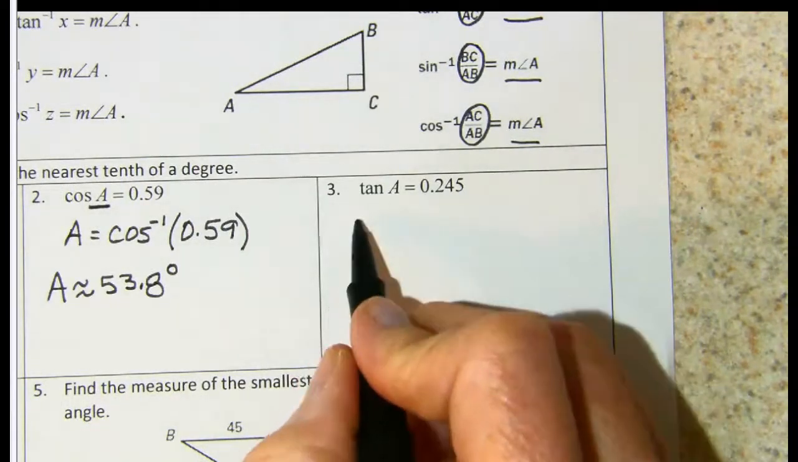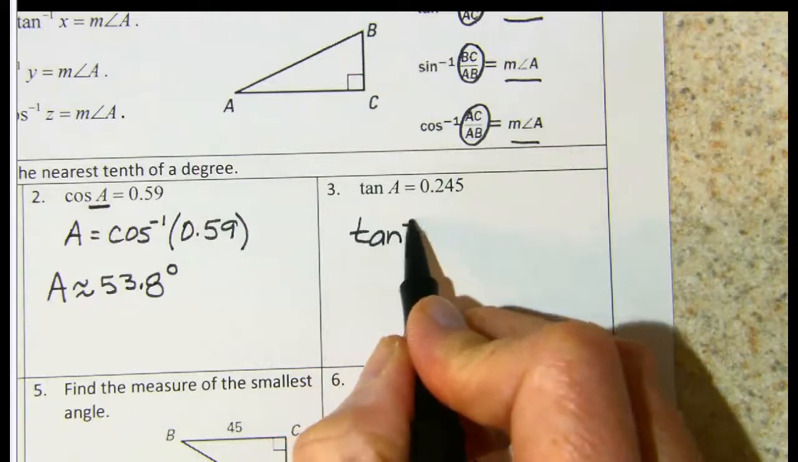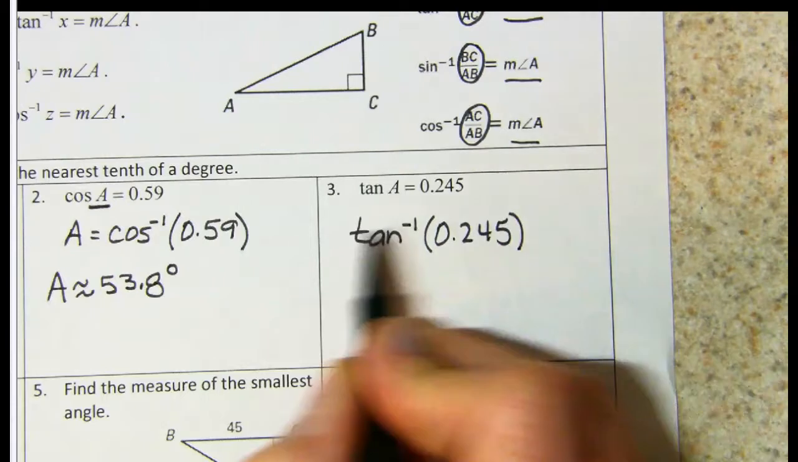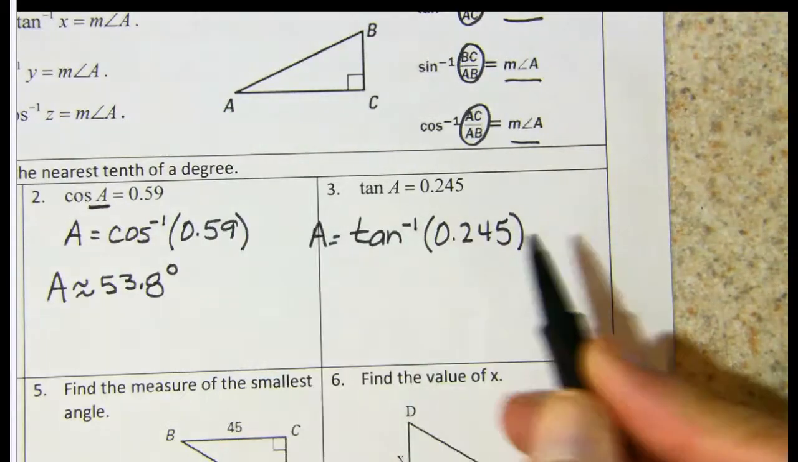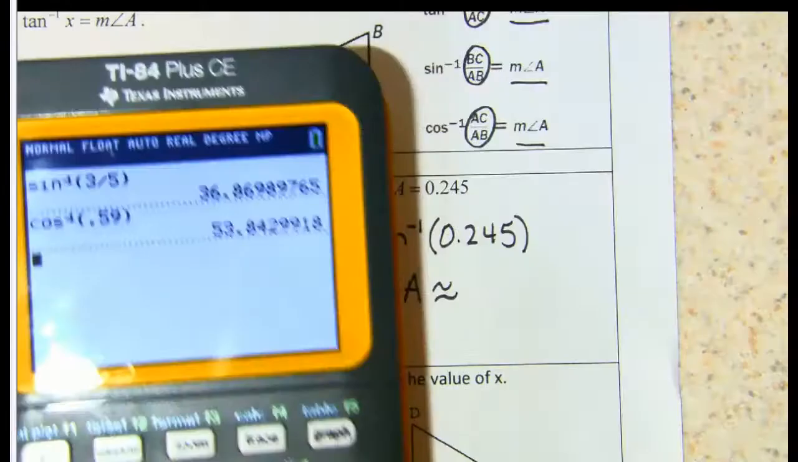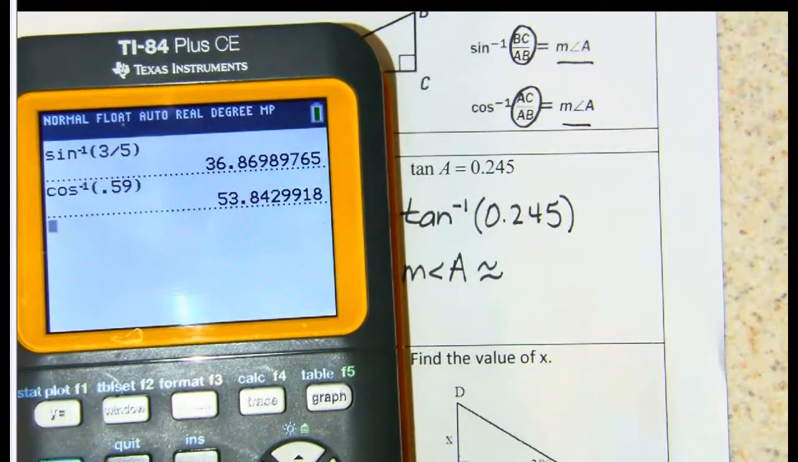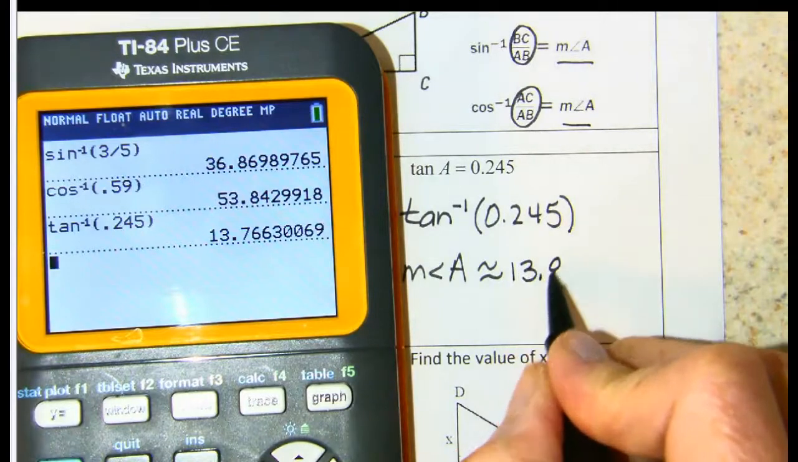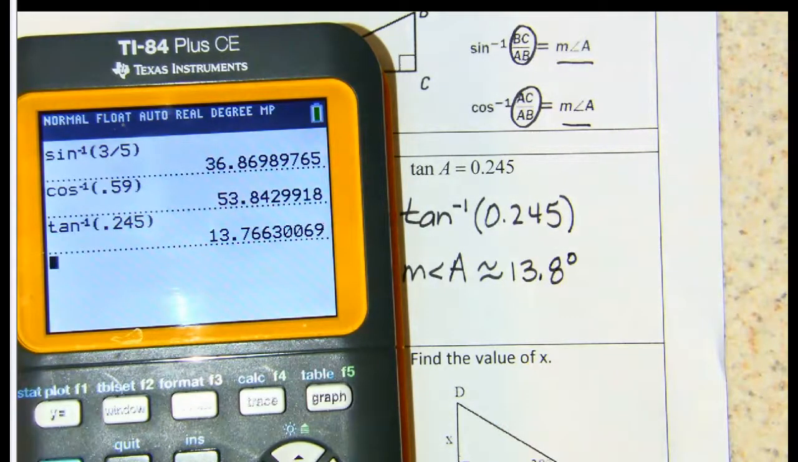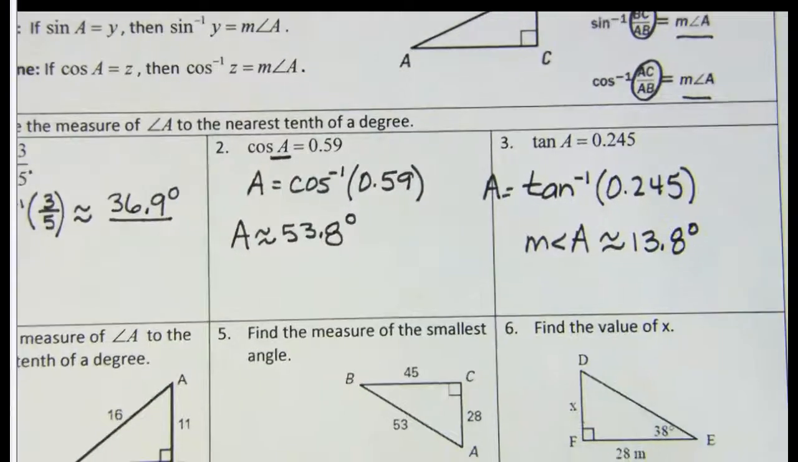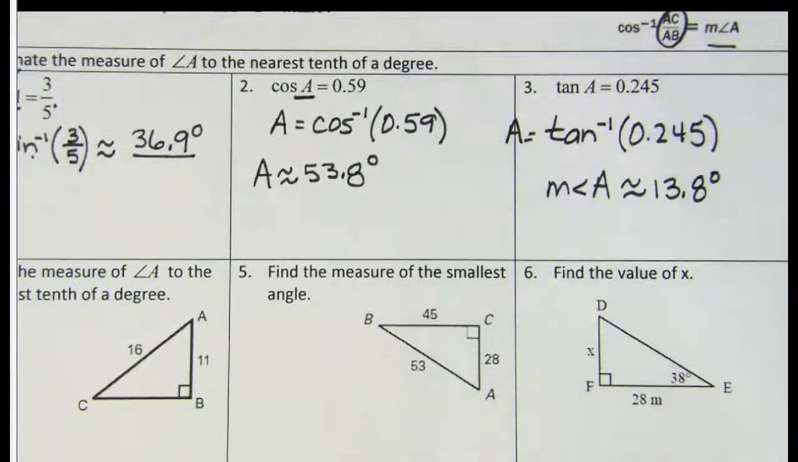Now looking at the tangent one, we have tangent A equals 0.245. So we just typically just do this. Tangent -1 of this, that is going to equal A. So the measure of angle A is going to be approximately, we will turn again to our calculator. So the inverse of tangent of that ratio is approximately 13.8 degrees. Now, those three problems show you how to find the measure of angle A mathematically.